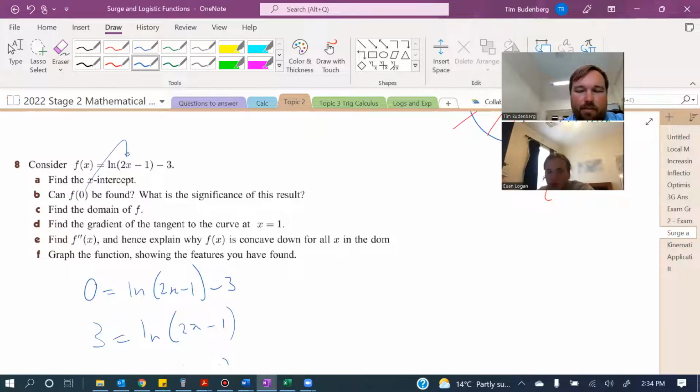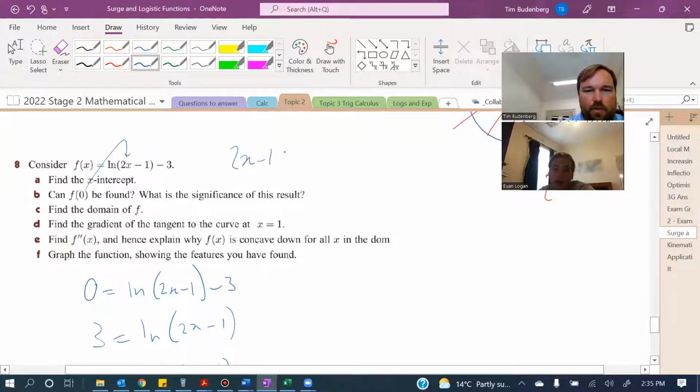Find the domain of f. The domain is the possible set of x values. Here x must be greater than or equal to a half. Are you happy with that? Because 2x minus 1 must be greater than or equal to 0, and so x is greater than or equal to a half. Beautiful.